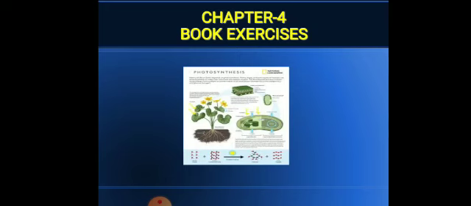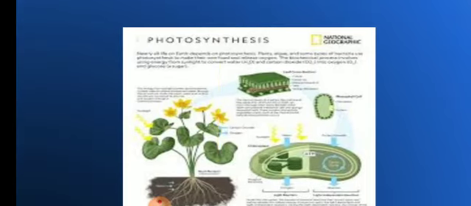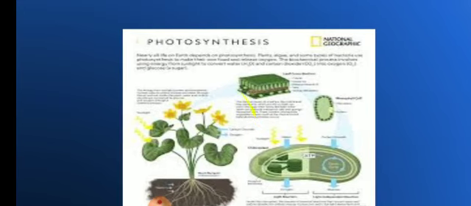Here you can see the picture of the lower portion of the leaf, as I explained earlier. Very tiny microscopic pores are present, called stomata. These stomata help in the exchange of the gases carbon dioxide and oxygen, and they also help in the transpiration process.